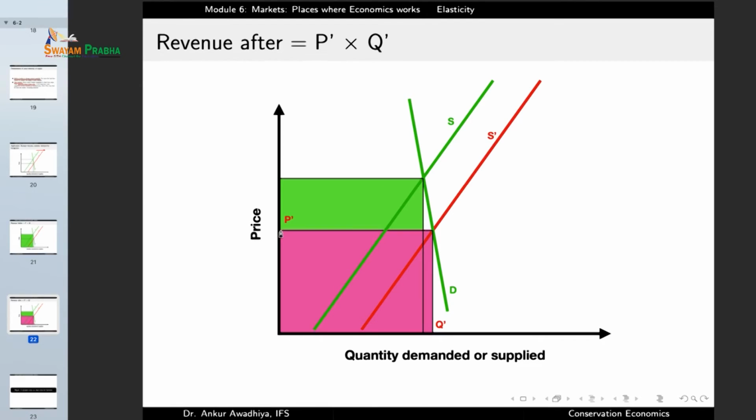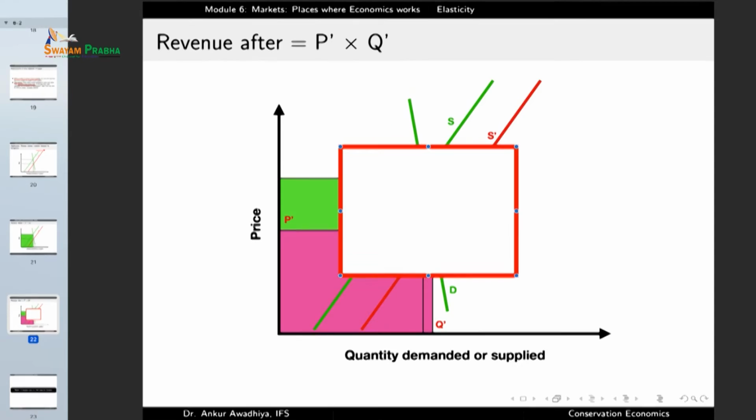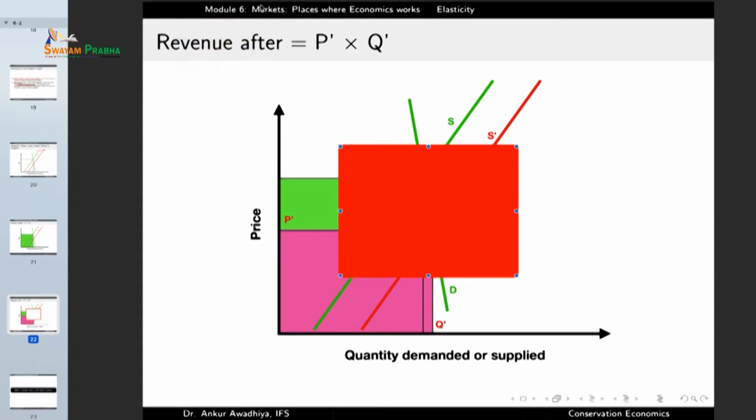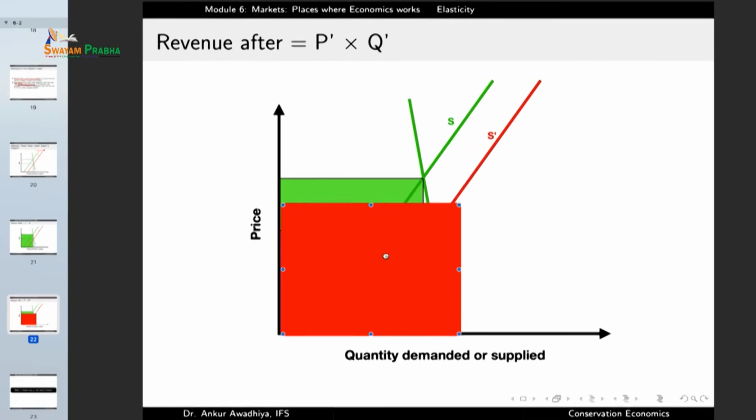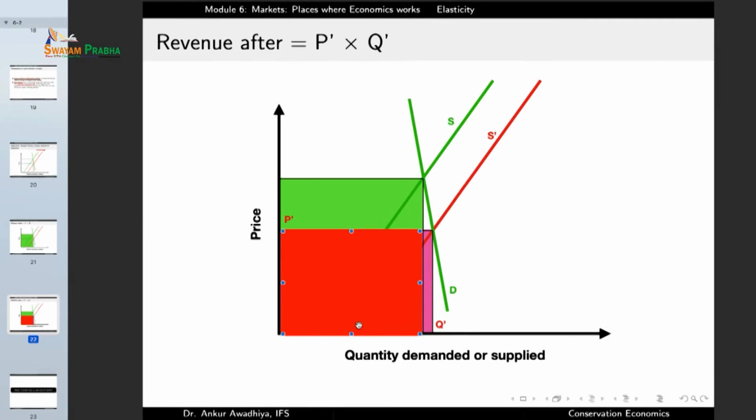Now, as you can observe in both of these rectangles, this area is the same. That is, this area is one and the same. Now earlier, this rectangle was included in the revenue. Now in the new circumstances, this rectangle is removed and this rectangle is added.